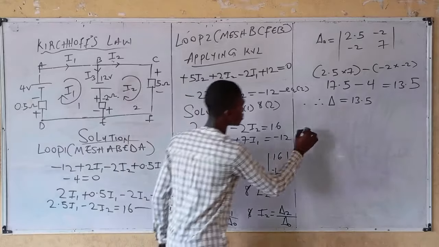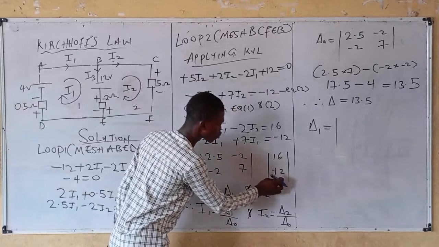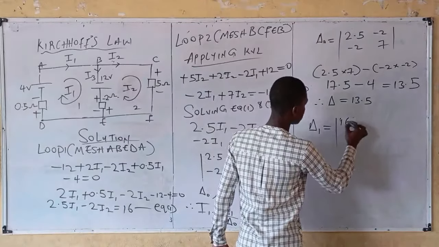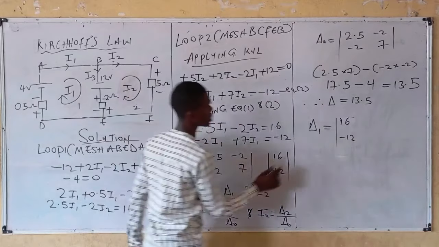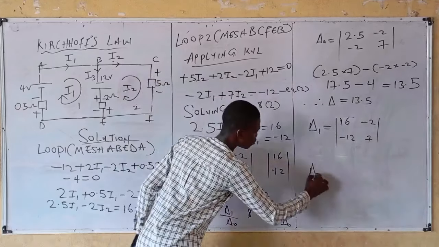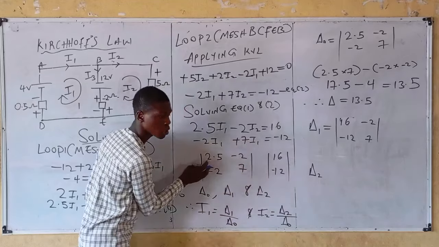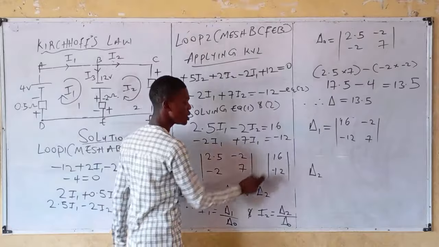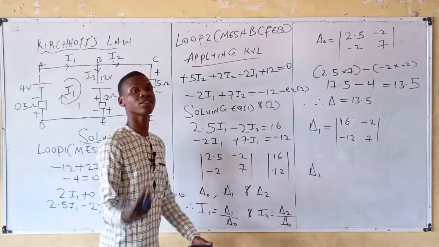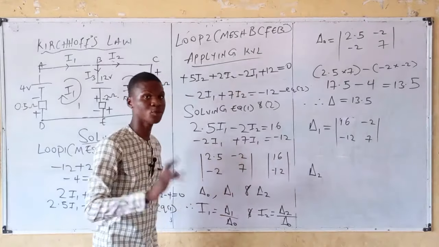Okay, let's solve for delta 1. When it comes to delta 1, what you just need to do, 16 and minus 12, represent it here, right? Meaning you have 16, minus 12, then this remains constant, minus 2 and 7. Now what will be delta 2? As the name implies, for delta 1 you are substituting 16 and minus 12 into this column. For delta 2, you are going to substitute 16 and minus 12 into this column. That's it. Then for delta 3, if there is delta 3, you are going to substitute 16 and minus 12 into the third column. That's for matrix class. We do more of that in matrix class.